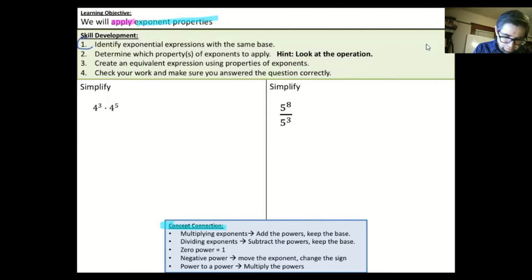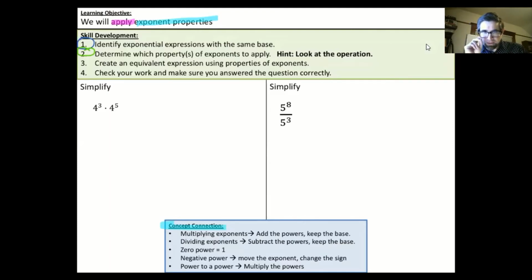Step 1, identify exponential expressions that have the same base. I see that I have 4 to the third times 4 to the fifth. Yes, they have the same base, so therefore I can use the properties. So now that I see that I have the same base, let's go to the second step. Determine which property of exponents to apply. Well, I see that there's multiplication. So I have to remember, okay, when I'm multiplying exponential expressions, I need to add the powers.